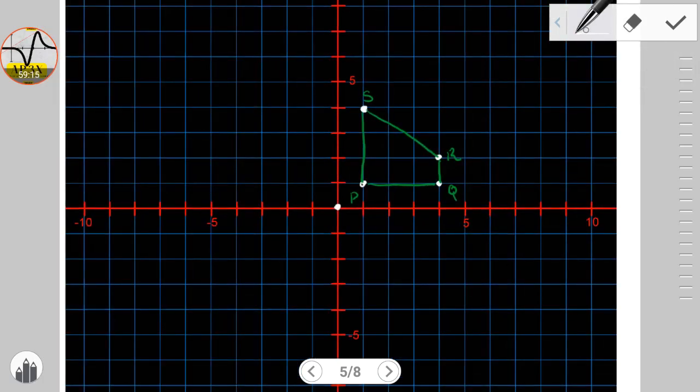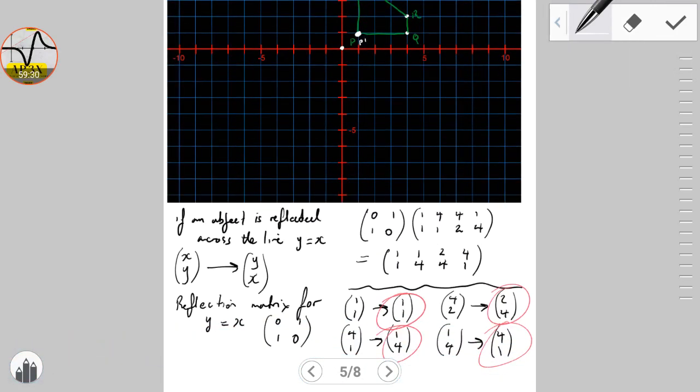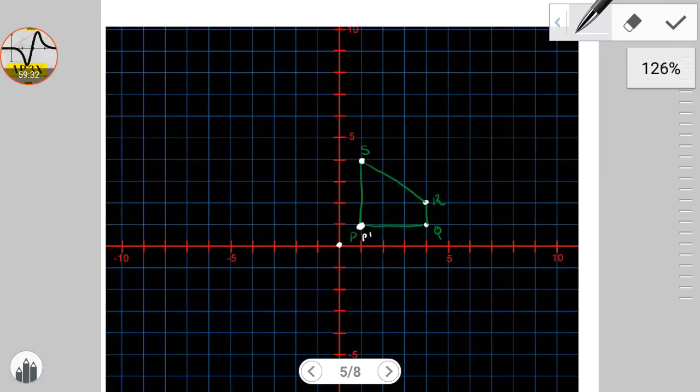We're going to plot 1, 1. So 1, 1 is going to be right here, also on P. So this is going to be P prime, same place. Then we're looking at 1, 4. So that's 1, 4, that's Q prime. So S becomes Q prime, so they're on the same point.